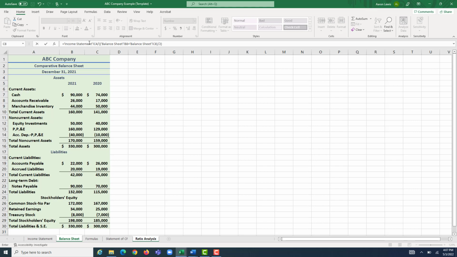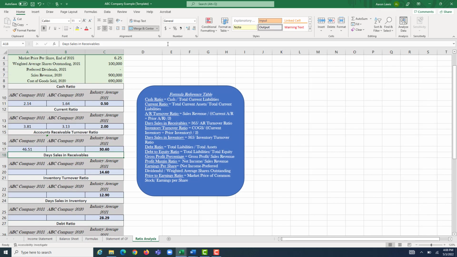So equals the sales revenue from your income statement divided by, open double parenthesis, current year's receivables plus prior year's receivables, close the first set of parentheses, divide by 2, close the second set of parentheses, and we come up with 46.51. So during 2021, we collected the average amount of receivables that we had on our books on any given day, 46.5-ish times.